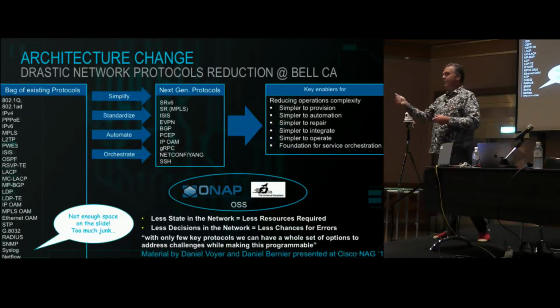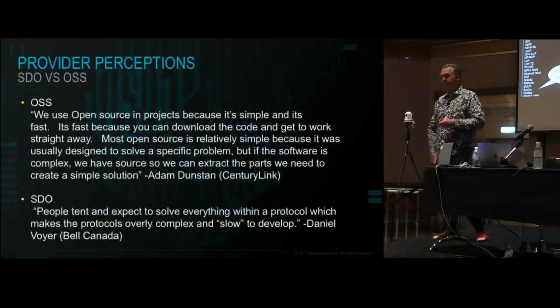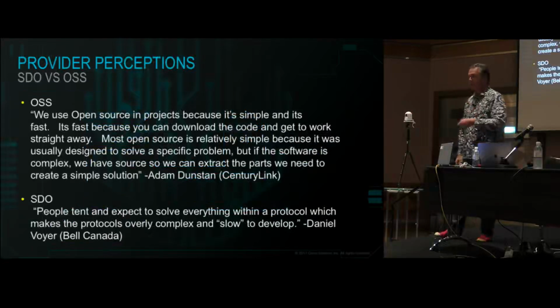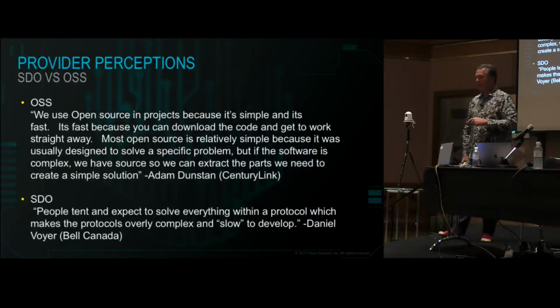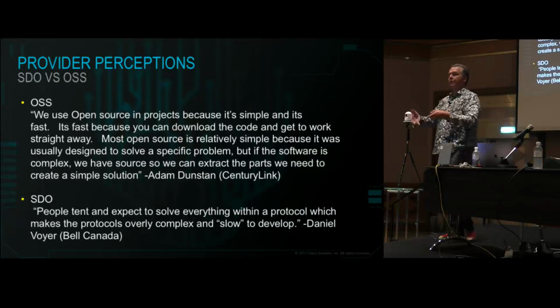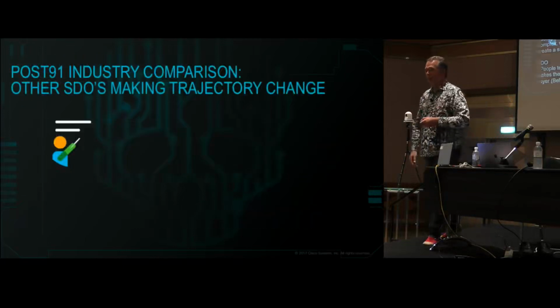And what are they looking for? Make it simpler. We want to be involved. We want to help code ourselves. We need to understand how this stuff works. So a couple of quotes, again, one from CenturyLink. First, we use open source because it's fast. And again, we want to be involved. And second, from Bell Canada, we want to be able to not only potentially progress the standards, but progress the functionality to solve our problems, and we can do that in code.